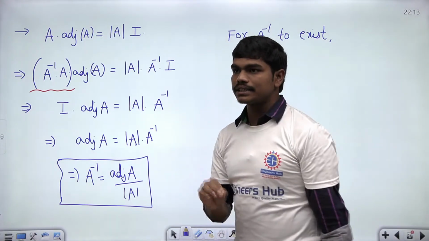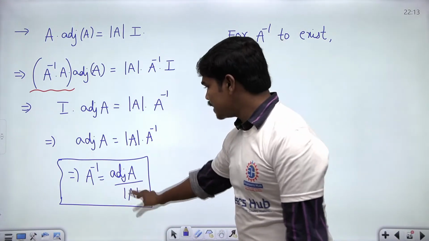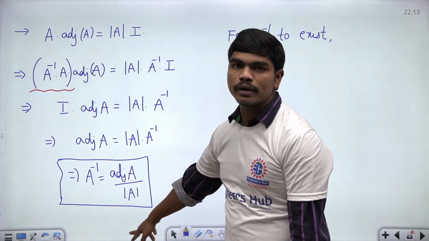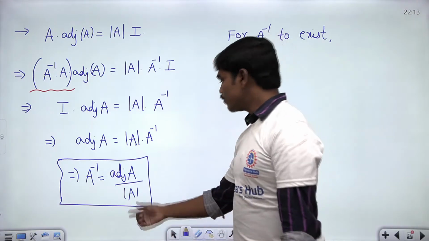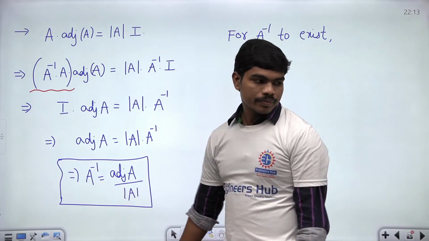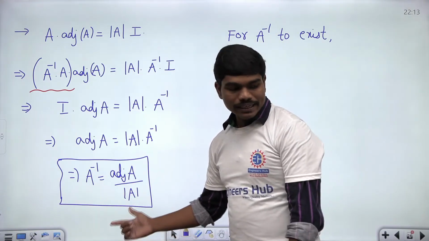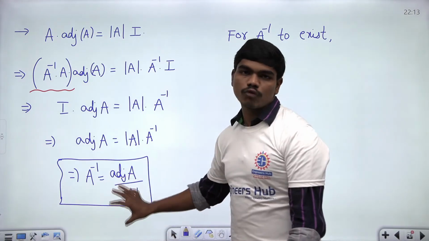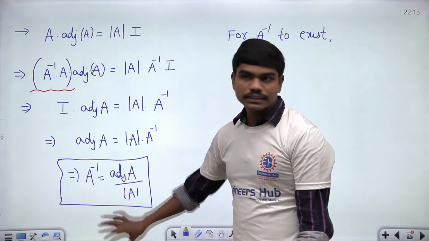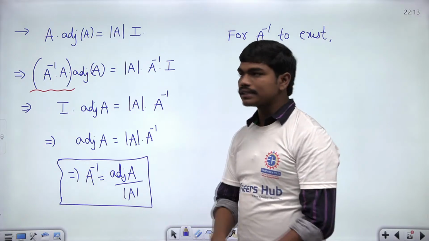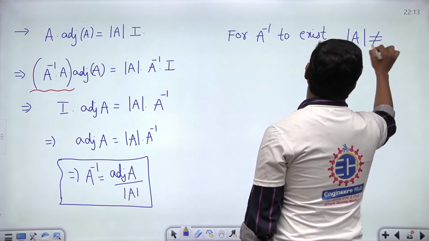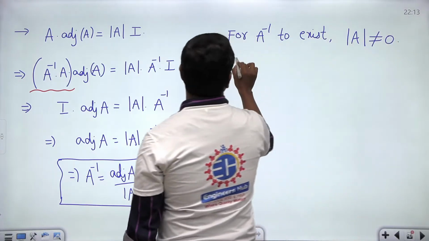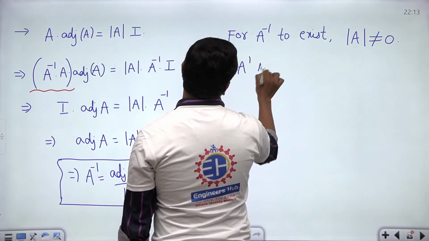can you tell me what's the condition? By looking at this fraction, you know this is a fraction, correct? And in the denominator you have a scalar. So if this is to be some finite thing, what should this det A be? If this fraction is to exist, det A should not be 0, correct? So for the inverse to exist, det A should not be 0, and we call this A is non-singular.